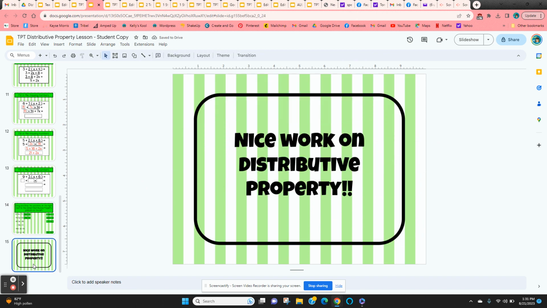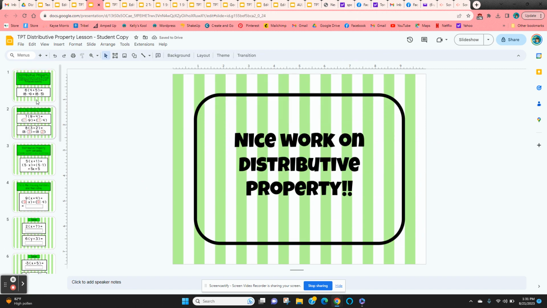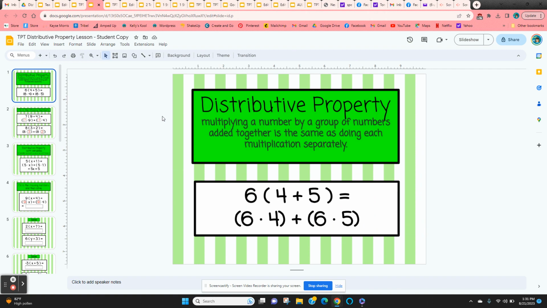So that is a distributive property lesson, digital lesson with negatives.